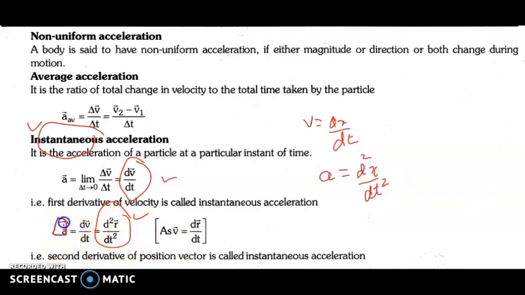So this is the concept for acceleration and its various types, that is uniform, non-uniform, average and instantaneous. So go through this content once again if you feel any doubt, and we'll continue it in the next video.